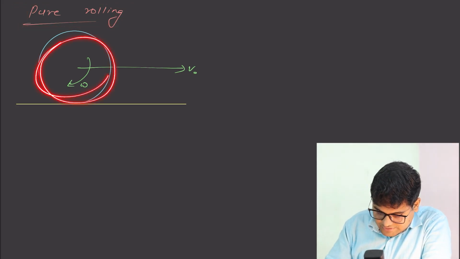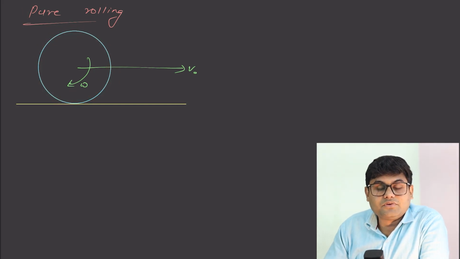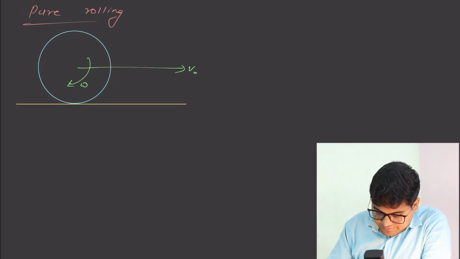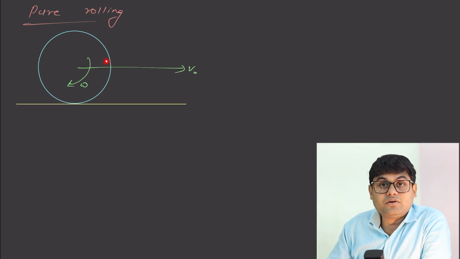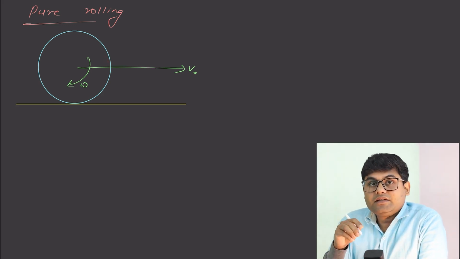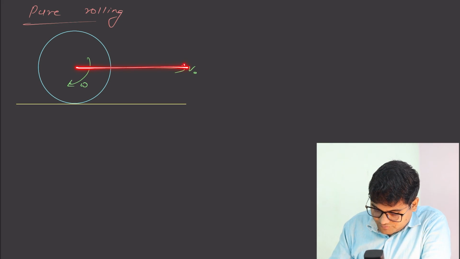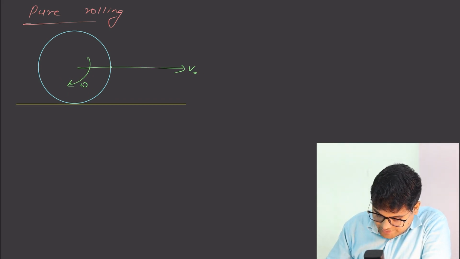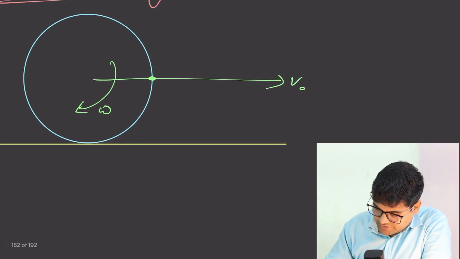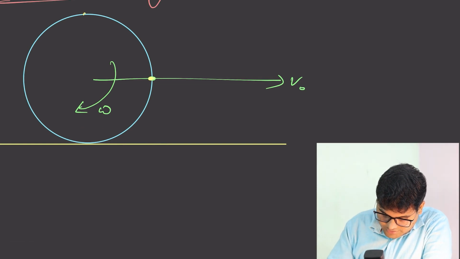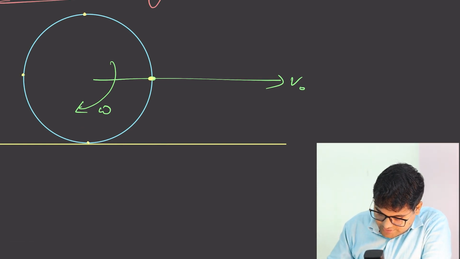Now when the body is in combined motion, we know that the velocity of each and every point on that body will be the vector sum of the velocity because of translational motion and the velocity because of rotational motion. Okay, so let's say we are taking a point here, another point here, another point here, and this point. Let's call them A, B, C and D.